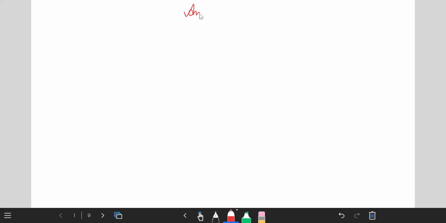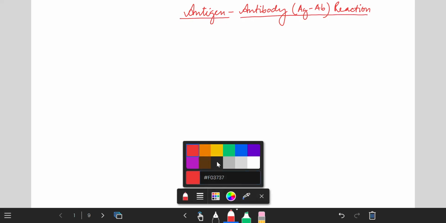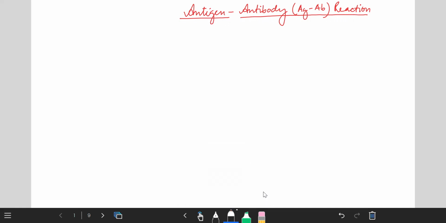Today's topic is antigen antibody reaction, which is known as AG-AD reaction. So actually it is the interaction between antigen and antibodies that is known as antigen antibody reactions.